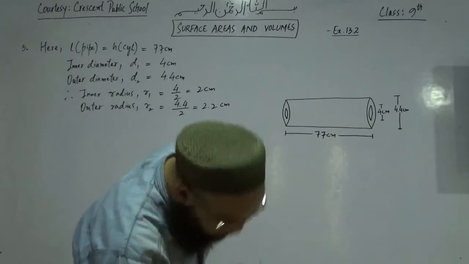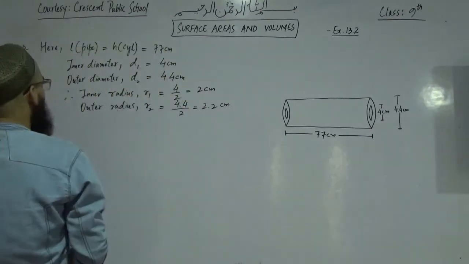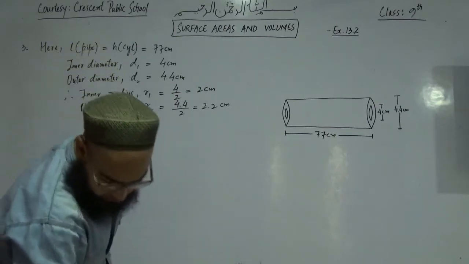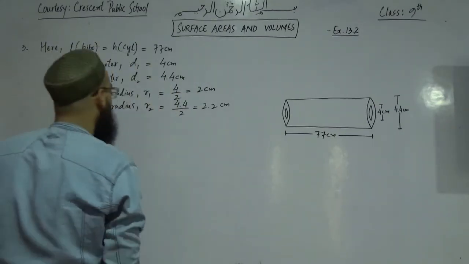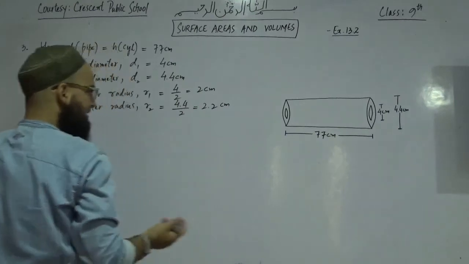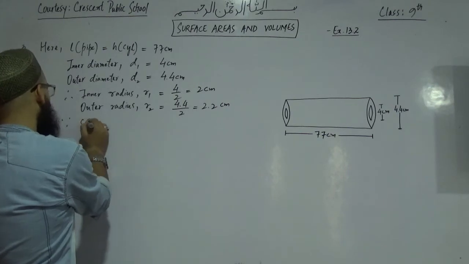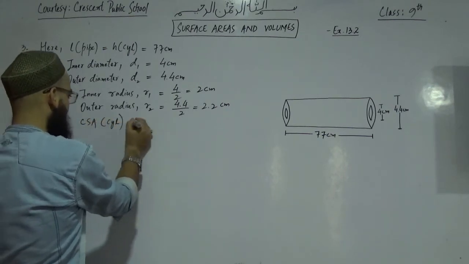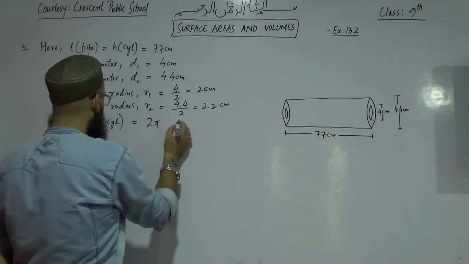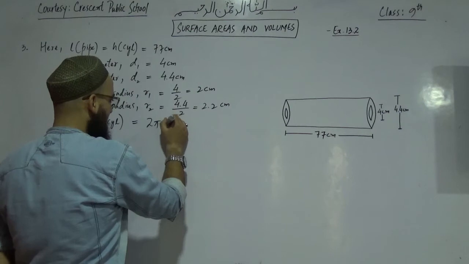Then our inner radius, outer radius is this, then we can go like this. We need to find first part is inner curved surface area. So for inner curved surface area, you just take radius of this and height will be the same. Since curved surface area of cylinder, we know the formula for curved surface area, that is twice pi r h.